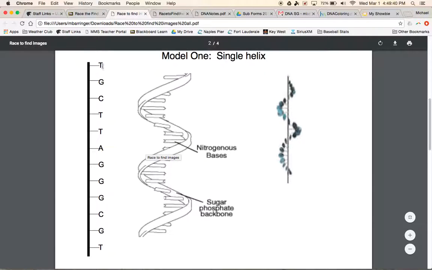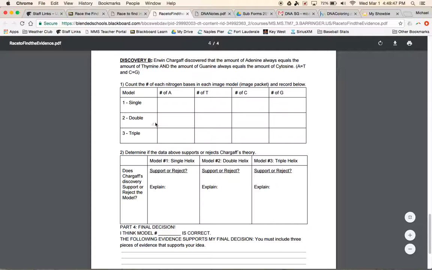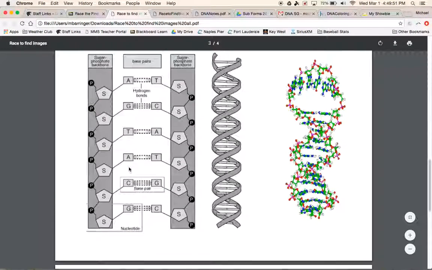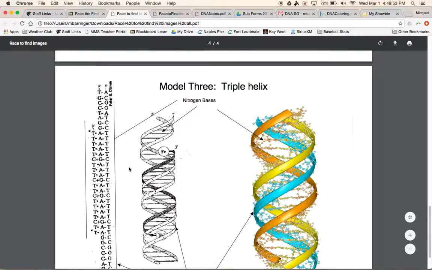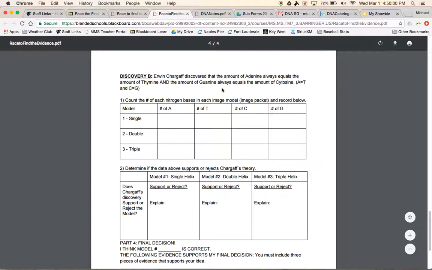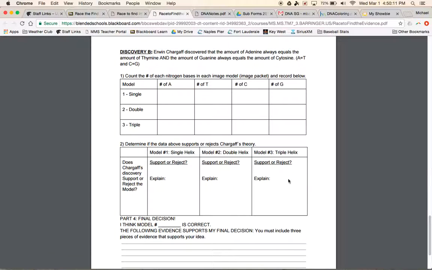In model number 1, you're going to count the T's, you're going to count the A's, and you're going to record them. In model number 2, the double helix, count the A's, and the T's, and the G's, and the C's, and record them. Same thing for model number 3, the A's, the T's, the G's, the C's, and record them. Now, based on what Chargaff said, with the adenine and the thymine and the guanine and the cytosine being equal, you should be able to decide to support or reject one of those claims, one of those models.